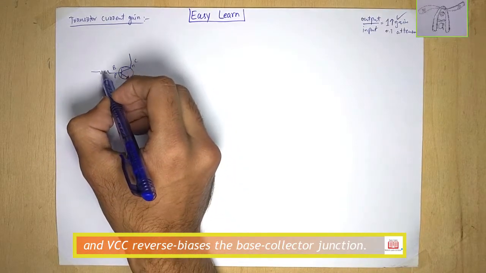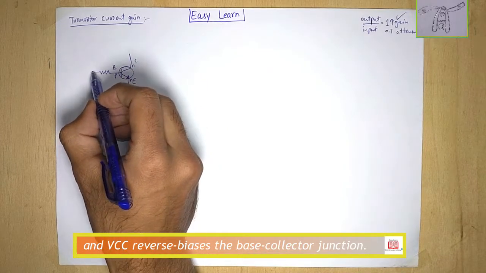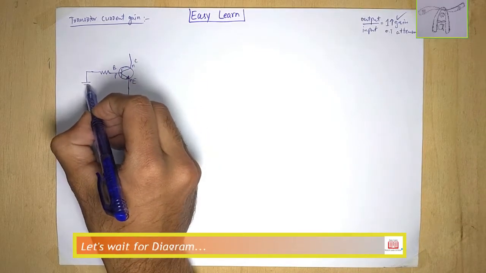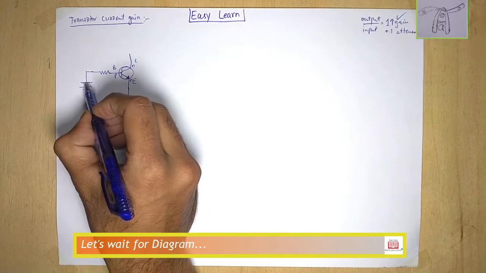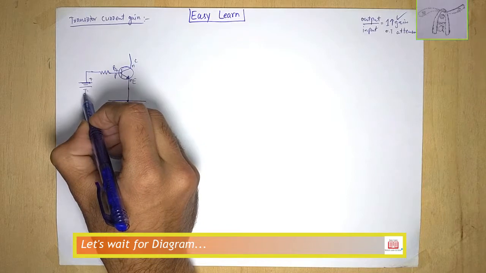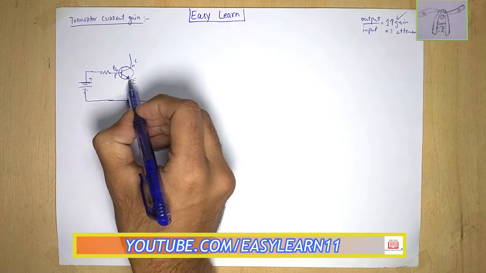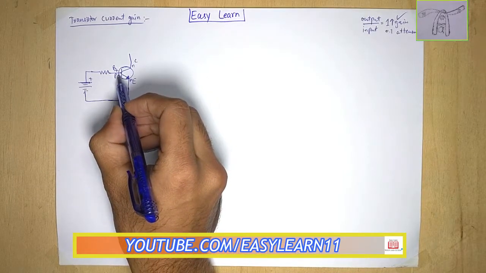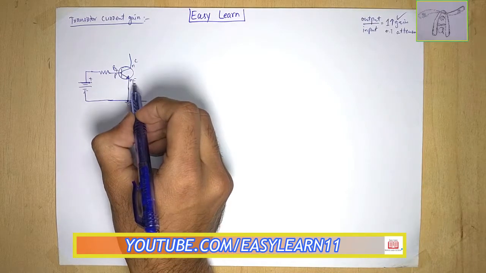Here the resistance is used in series with the biasing source; this is the biasing source. The positive side is connected with the P region, and the negative side is connected with the emitter, because this is the N region and this is the P region. Overall, this is the base emitter region.